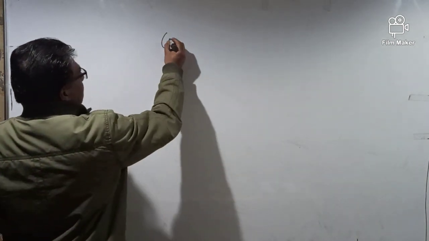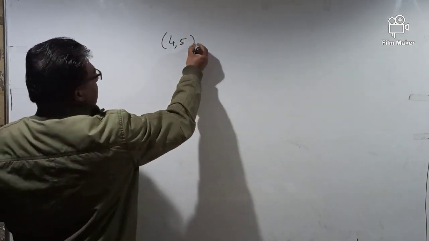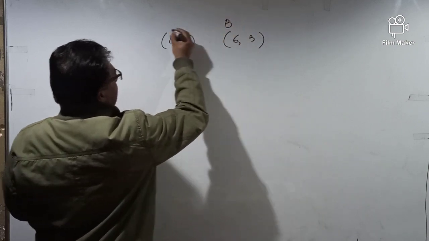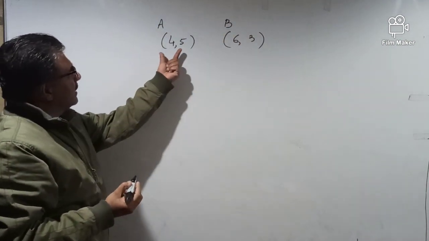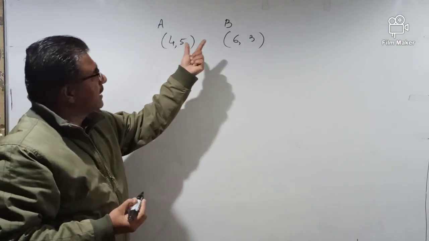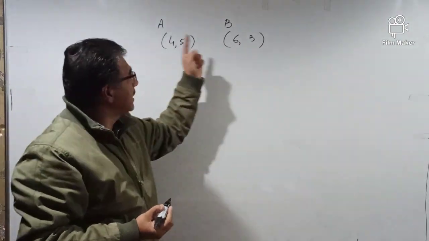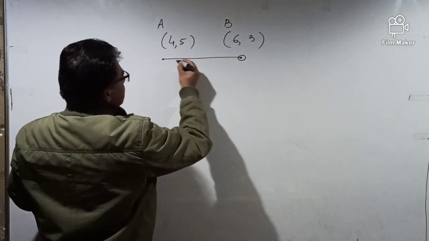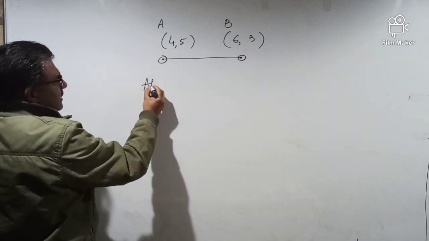Suppose you are given 4 and 5 is one point and another point is 6 and 3. This is the another point. This is B and this is A. This represents the coordinates of the point. This also represents the coordinates of the point. These are the two coordinates of the points, and I will join these 2 points, I will get a straight line. Now can you tell me what is the distance?